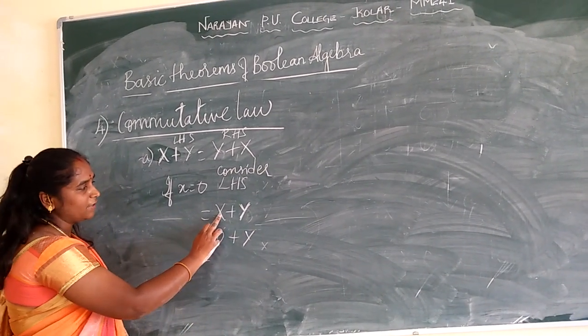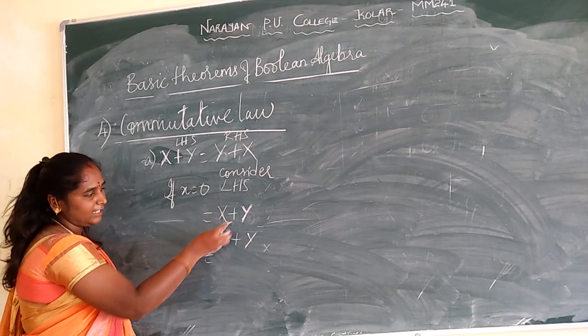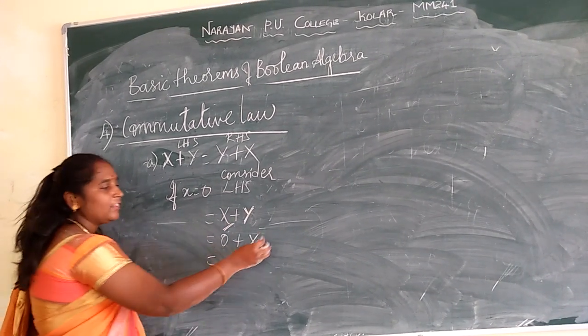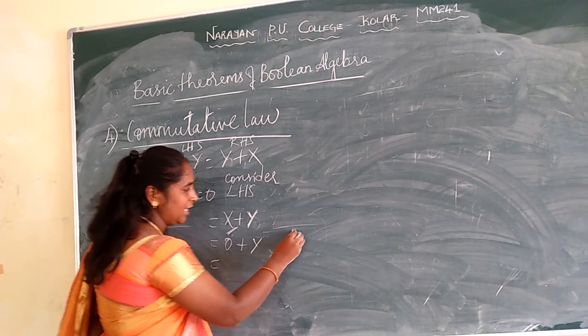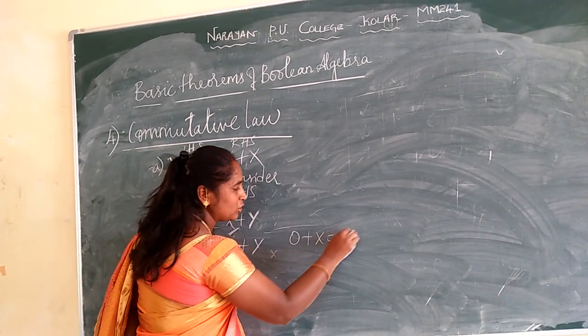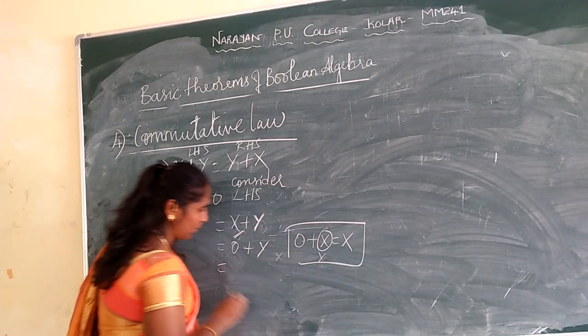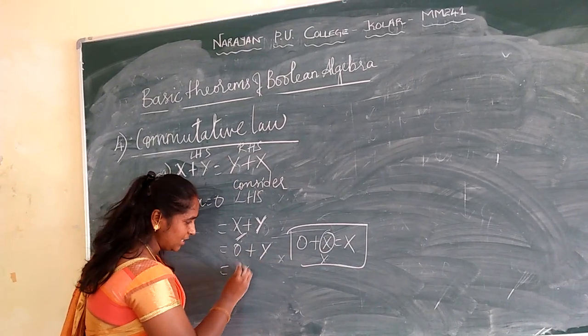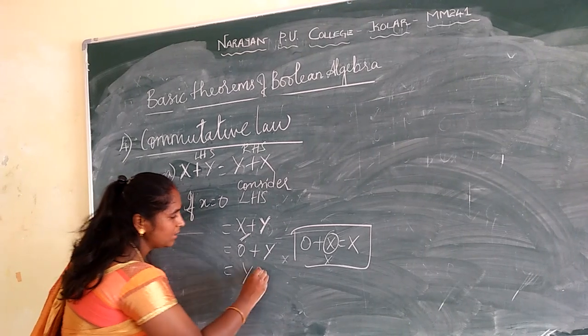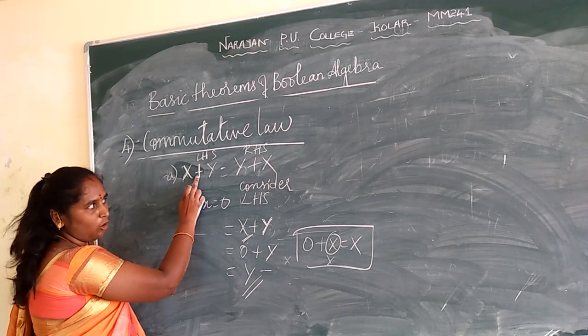So in place of x I am going to substitute x equals 0. 0 plus y, that is your first property: 0 plus x is equal to x. In place of x, here it is given as y. 0 plus y is nothing but again y. This is the output for the LHS.